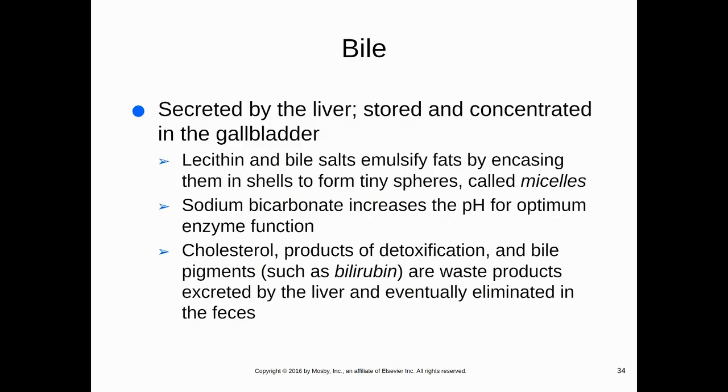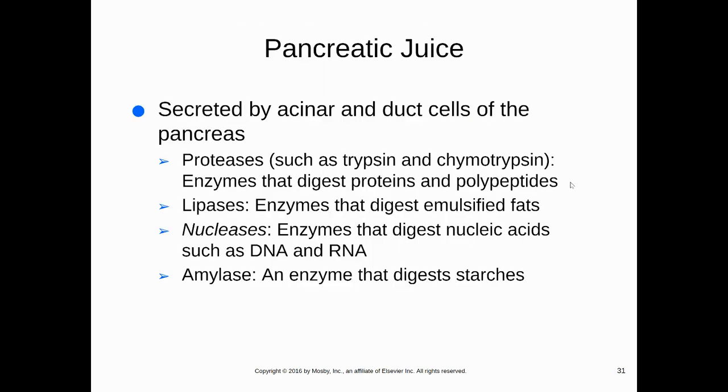Okay, next thing, bile. This is going to be secreted by your liver. So FYI, your gallbladder does not make bile. Your liver makes the bile, and your gallbladder stores it. These bile salts encase the fats in shells to form tiny spheres, and essentially what they do is allow us to recognize those fat cells that we can't recognize otherwise. So what can happen here is that this is now going to be called micelles. That's what they're forming, as we showed earlier.